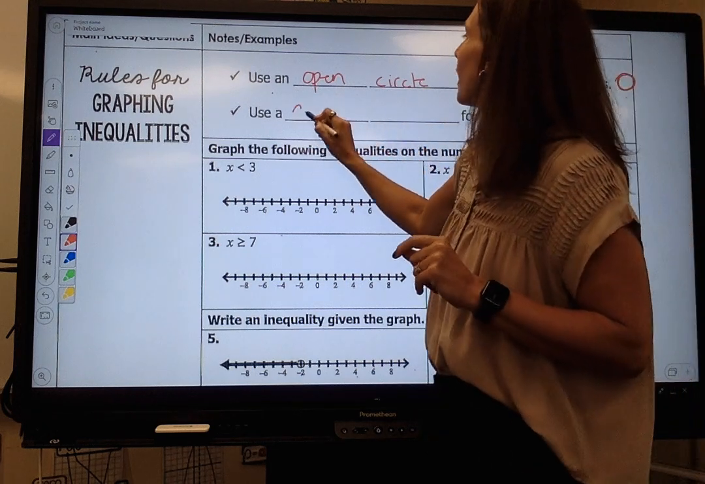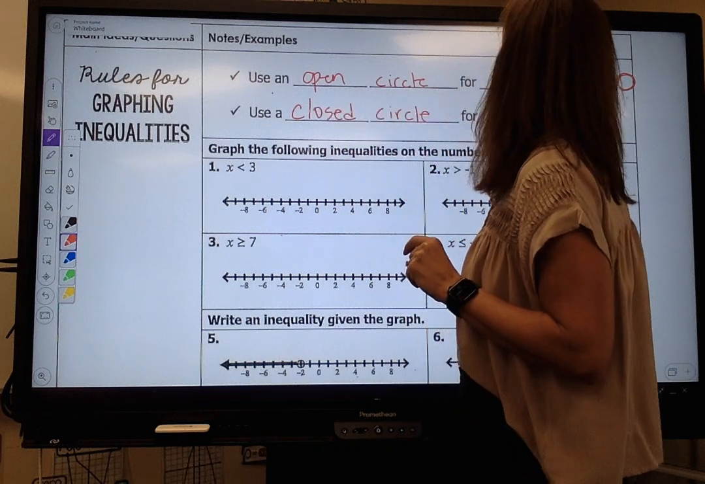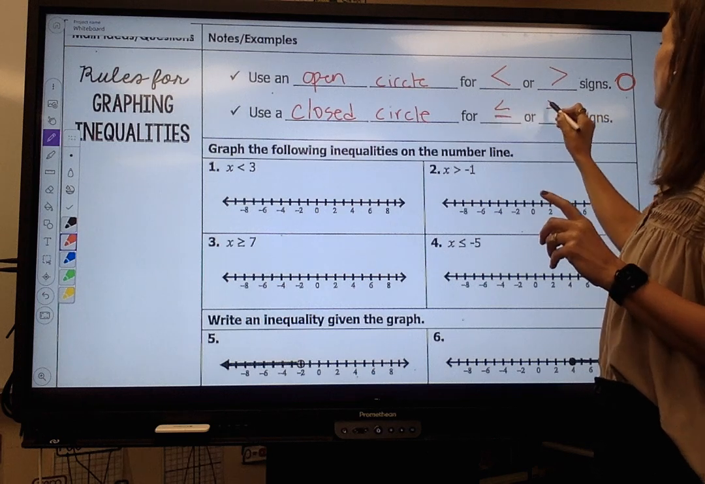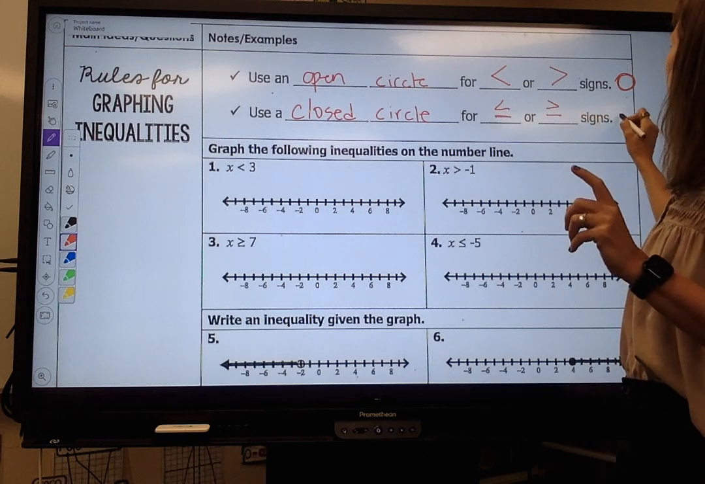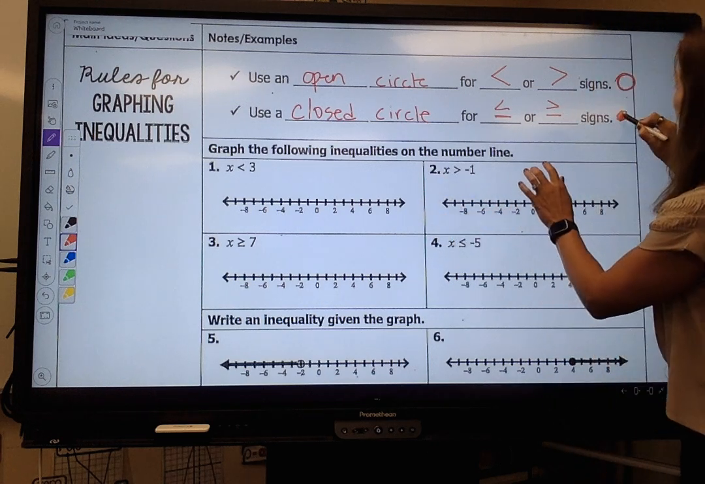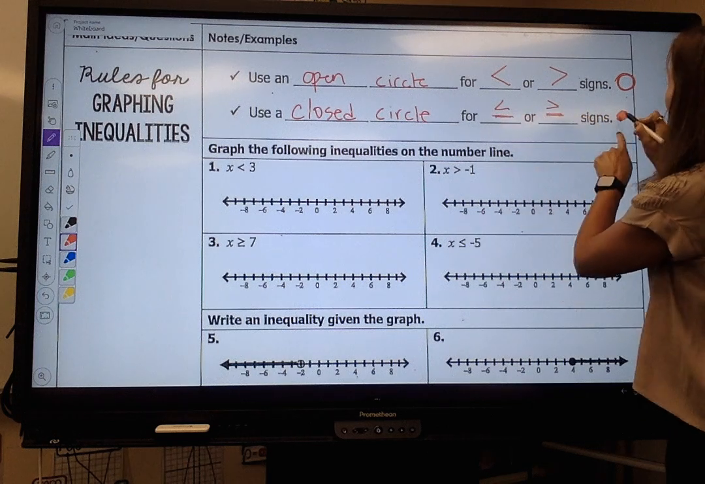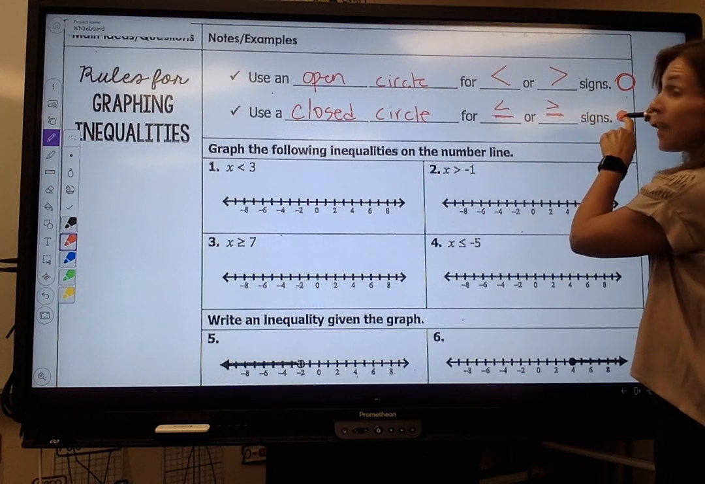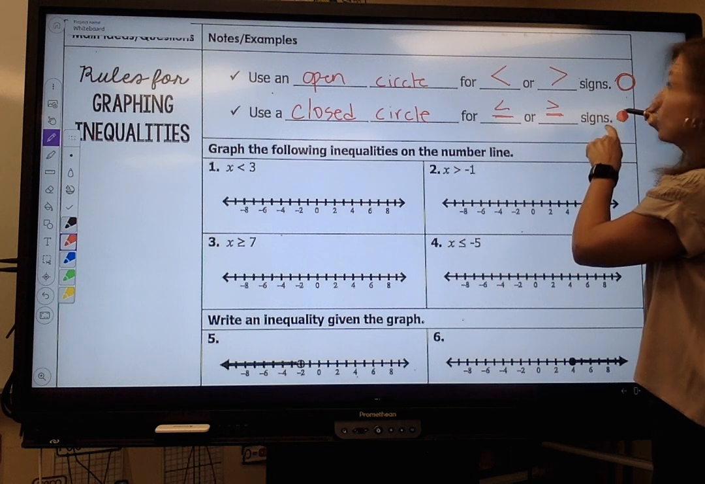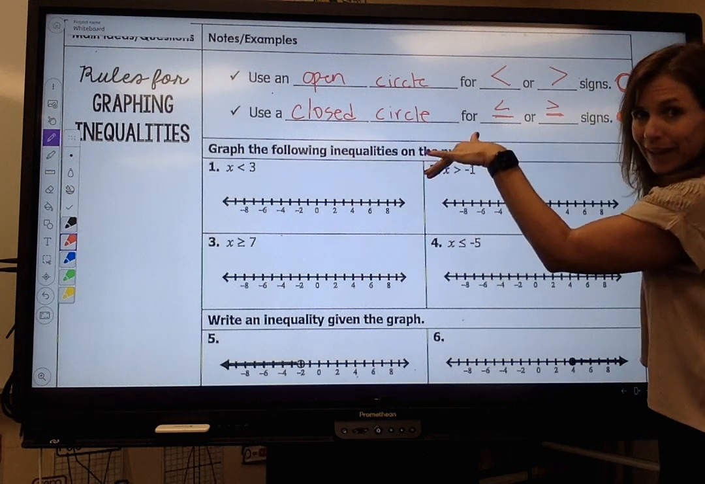We are going to use a closed circle for less than or equal to and greater than or equal to. And this is a closed circle. Here's what I want you to see. The more ink you use, when you have a closed circle, that number is absolutely a solution. Closed circle means that number is a solution. Open circle means it's not a solution, it's around that.